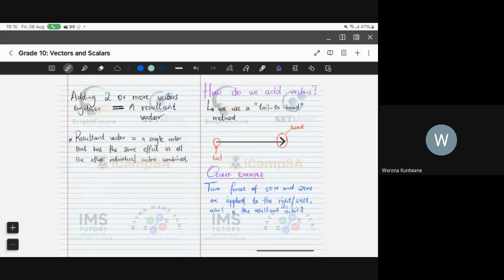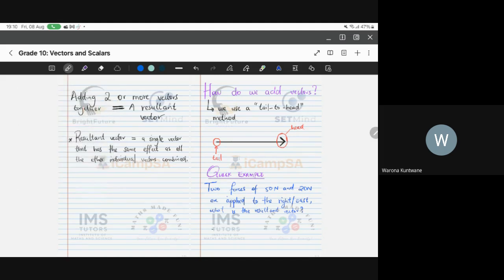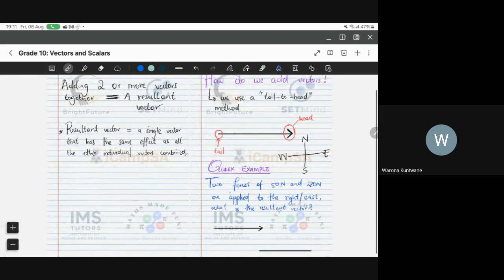So, a quick principle, whenever you draw vectors, you would start by any of them, even the 20, even the 50. Let's say we start with the 50. You represent it using an arrow. That's your 50 newton vector to the right or east. If you still remember your compass, this is east, that's north, that is south, and this is west. We are told that they are both applied to the right direction.